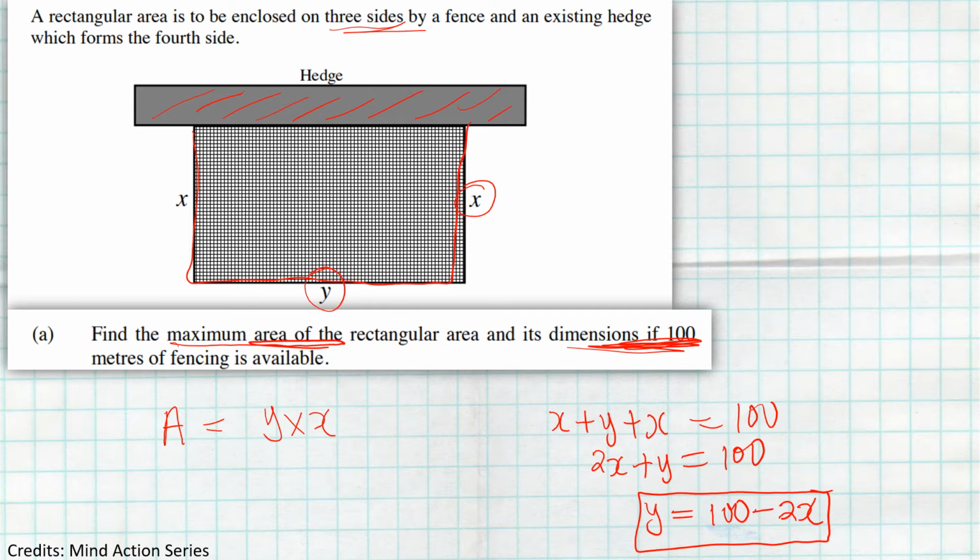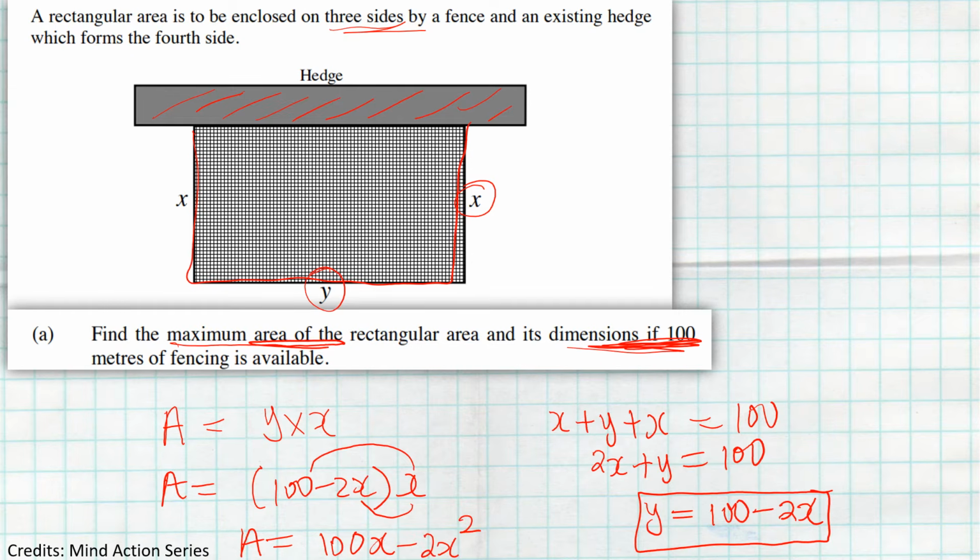We can go back to our equation for area and write it in terms of one variable. Where there is y, we replace it by 100 minus 2x. This is also being multiplied by x, so x will multiply 100, and x will multiply 2x. Our area will be 100x minus 2x squared. All right, so look at this: our area is now expressed in terms of one variable.